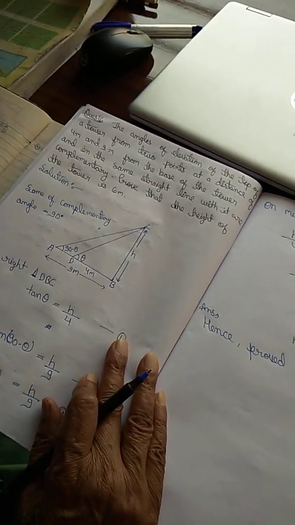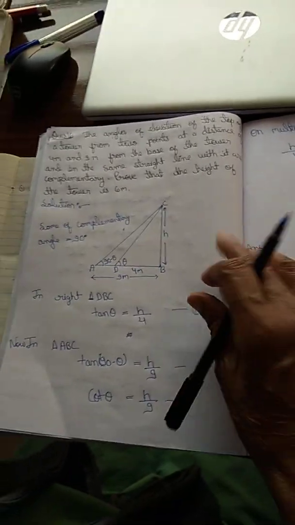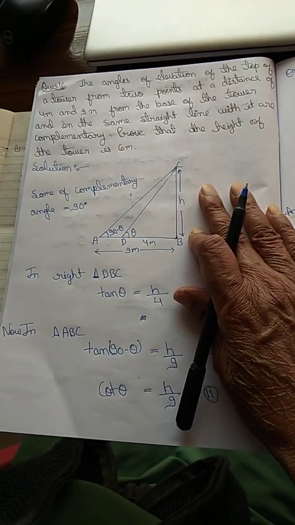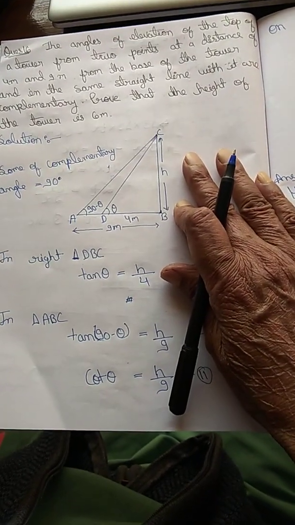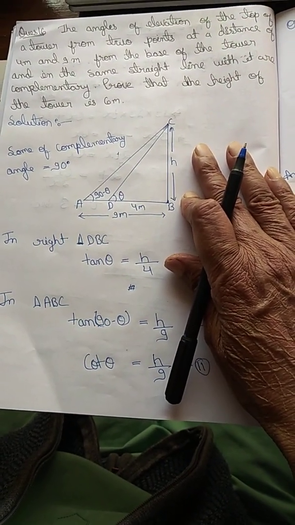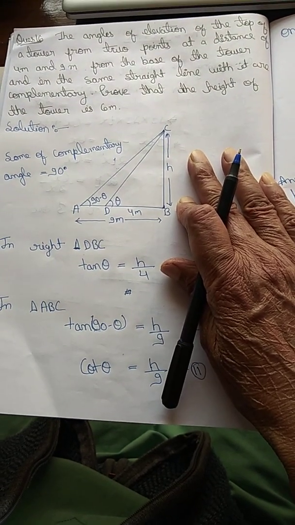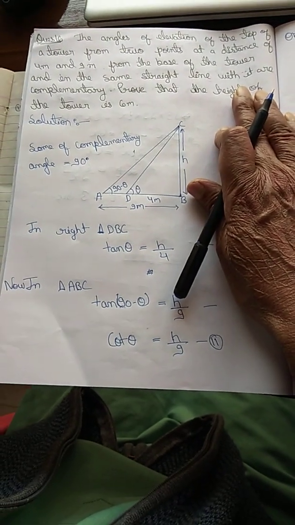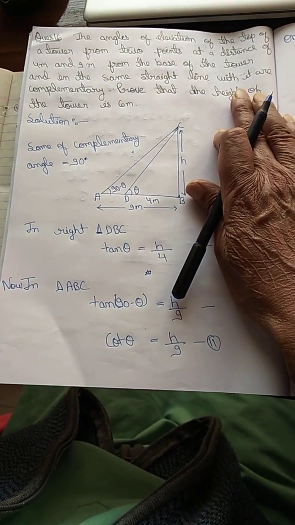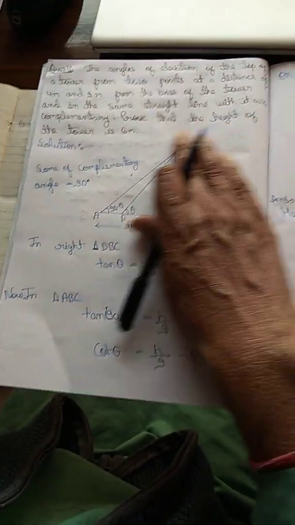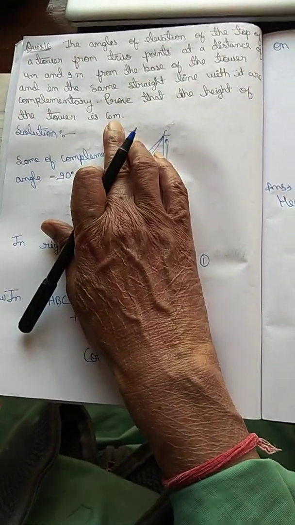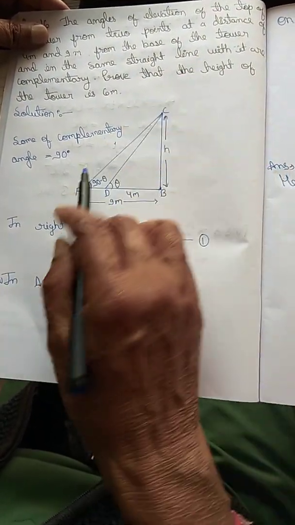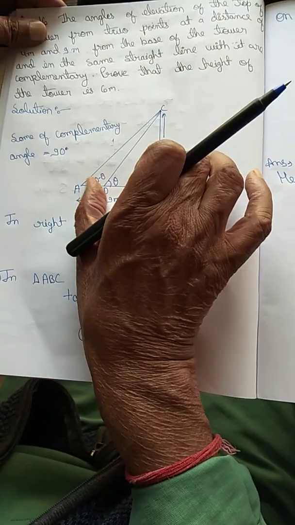Number 16. The angles of elevation of the top of a tower from two points at a distance of 4 meter and 9 meter from the foot of the tower and in the same straight line with it are complementary. Prove that the height of the tower is 6 meter. Now complementary angle means the sum of the angles is 90 degree.